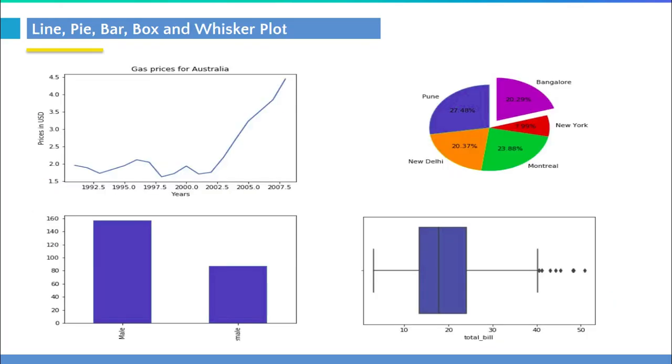There are some types of charts we will be discussing today: line chart, pie chart, bar, box and whisker plot, right?